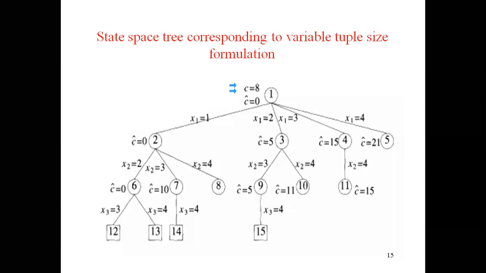When node 6 is generated, node 7 is killed as C of 7 is 10, greater than upper. C of 7 is 10, that is greater than the upper value 9. So node 7 is killed. Node 8 is infeasible and so killed. Only live nodes now are nodes 3 and 6.